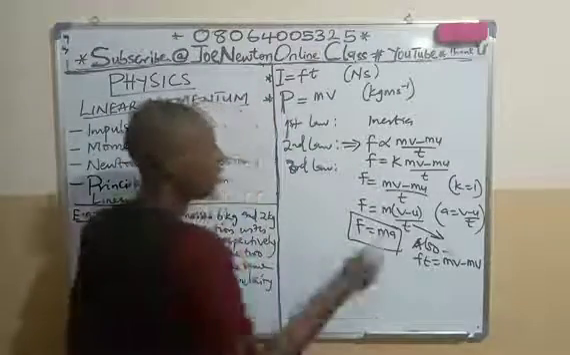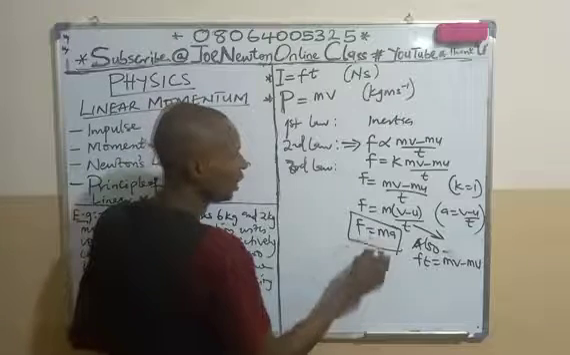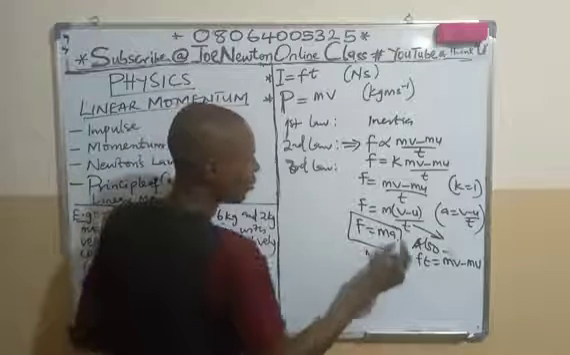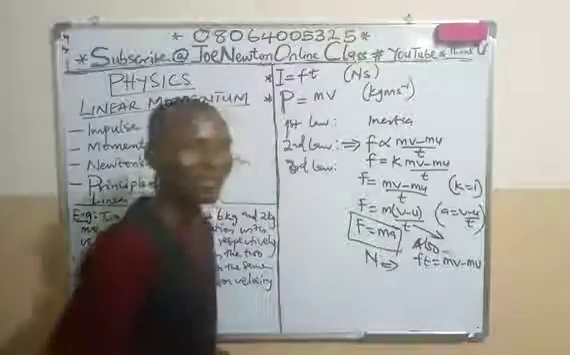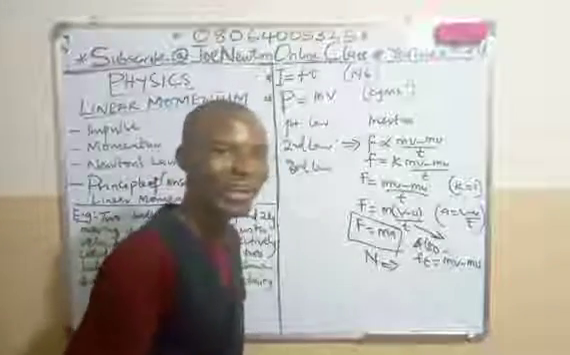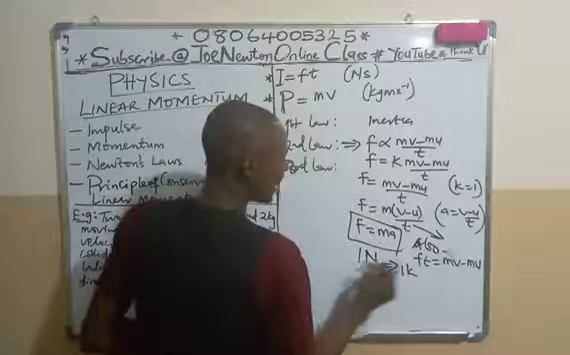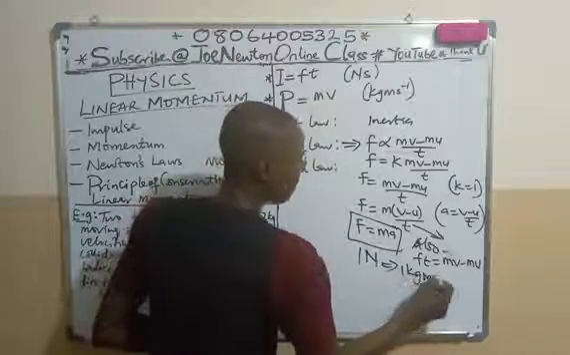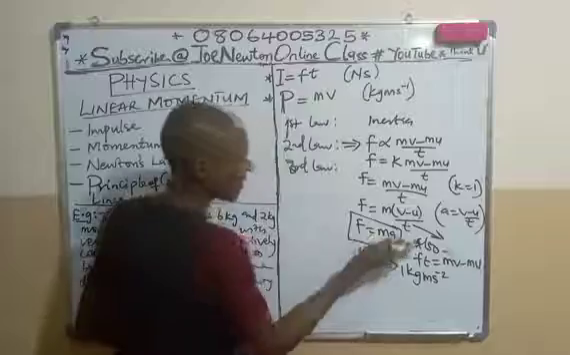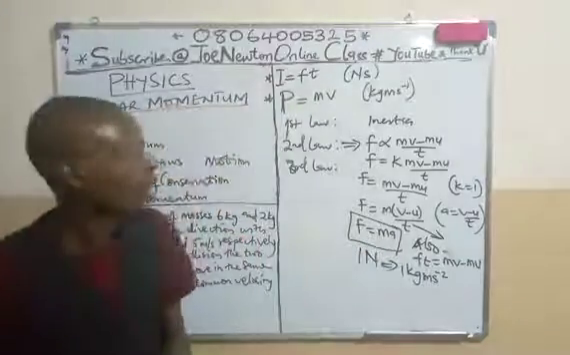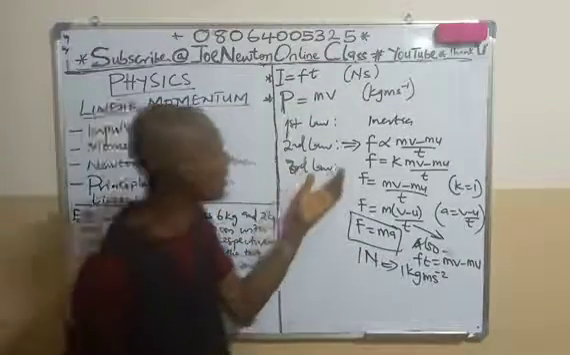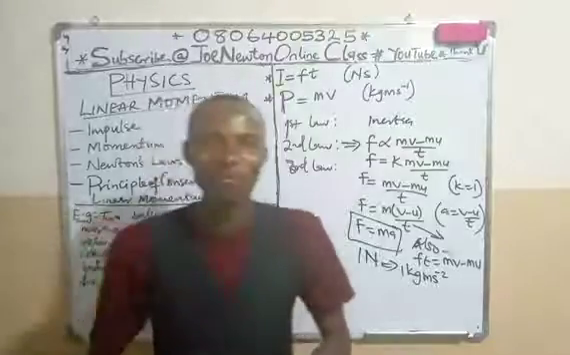From the second law, the unit of force is what? The unit of force is Newton. Of course, 1 Newton, which is ascribed to Sir Isaac Newton, is equivalent to 1 kilogram meter per second square. That is mass times acceleration. That is it.